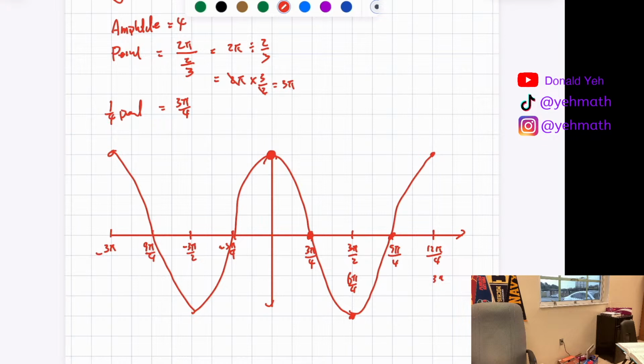If we're doing the inverse, we take the inverse first, and then we take the direction.